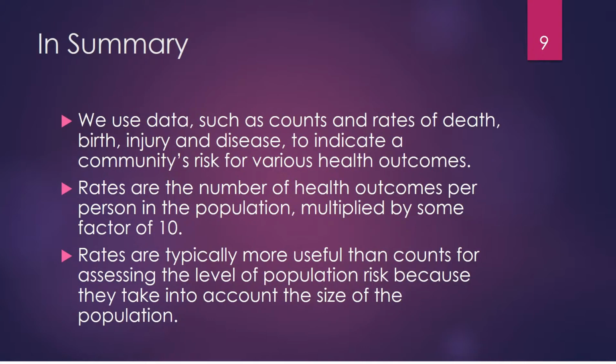In summary, we use data such as counts and rates of death, birth, injury, and disease to indicate a community risk for various health outcomes. Rates are the number of health outcomes per person in the population multiplied by some factor of 10. Rates are typically more useful than counts for assessing the level of population risk because they take into account the size of the population.